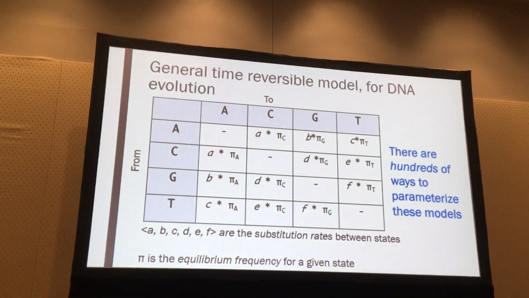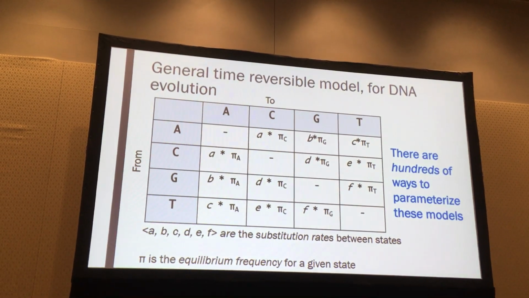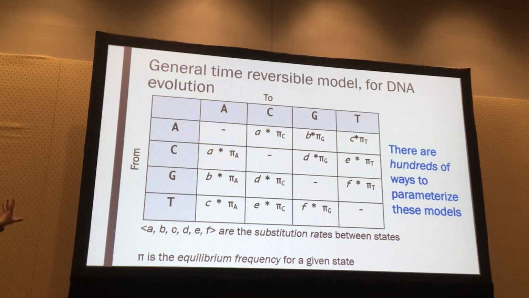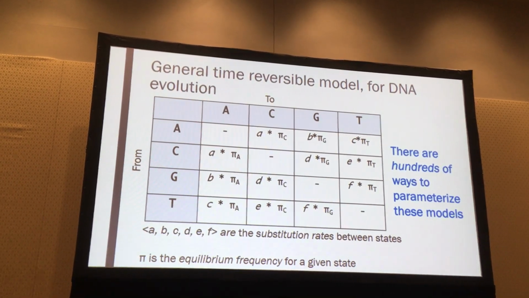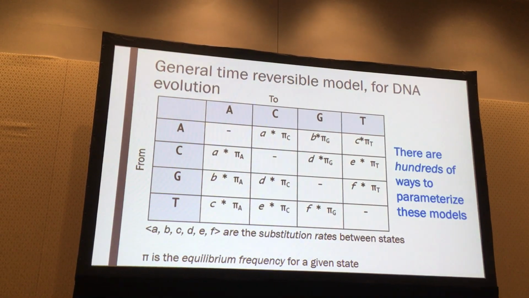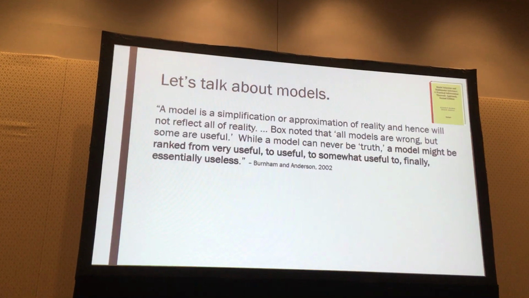Importantly, there are hundreds of ways to parameterize these models to come up with different substitution rates, different frequencies, and many, many different levels that go into this. So something that you're always confronted with when you have to build a tree is, what model should I use? There's so many out there to choose from. How do you do that in a consistent way?